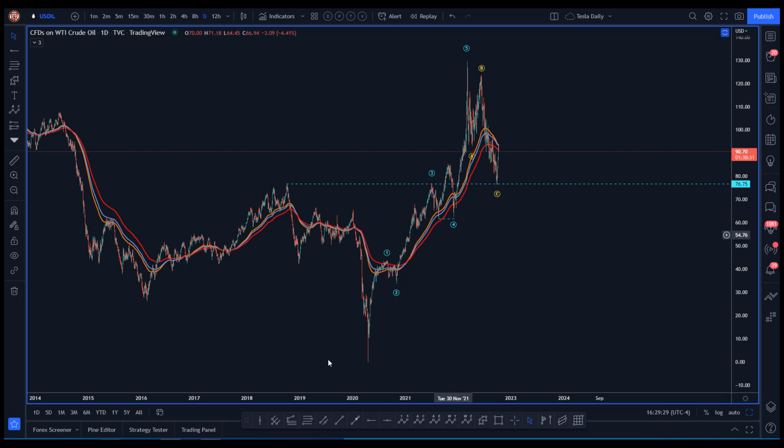Prior resistance becomes the support, right? Again, it's not demand. It's just structural resistance becoming support. ABC down there looks like that could be done. Of course, we can't eliminate this possibility, right?